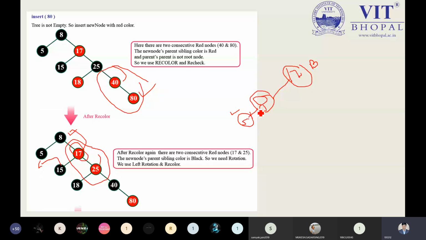Then what do I have to do? 8 is again black, so there is no problem right now, I can manage. But again it is noted that 17 is in red. When the 17 is red, then its sibling should also be red. So I have to make 8 red, and that is the operation which is known as the recolor.